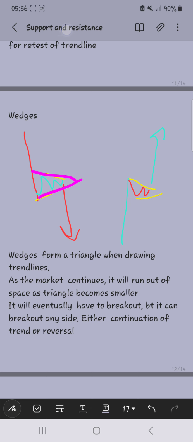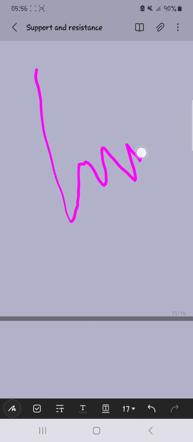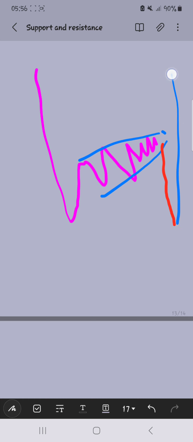Let me just draw an example for you. So usually what it does is this, or you can have a strong push to the downside, and you have a wedge forming. Don't mind my drawing skills. And then if there's a wedge, what it usually does is this: over here you can have a breakout, continuing down with the overall trend. And then after this, that's when you can have another push to the upside.